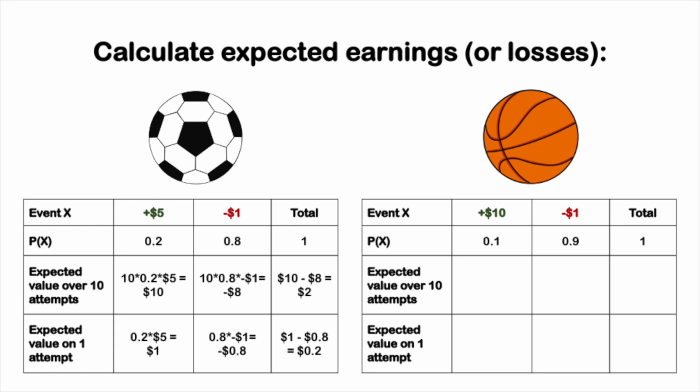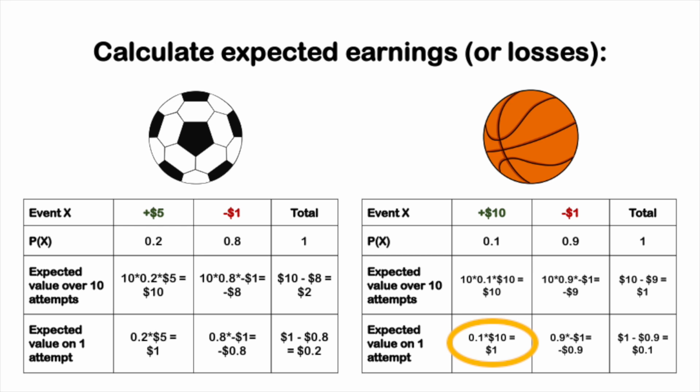Anyway, you can see from the video that we expect 1 success to win me $10 and 9 failures to lose me $9 for a total of $1 over 10 attempts. For 1 attempt, same idea, just divide by 10. So $1 expected in winnings, 90 cents in losses, and a total of 10 cents expected.